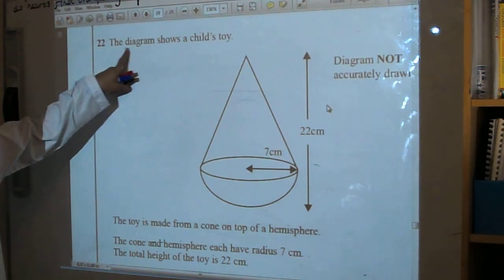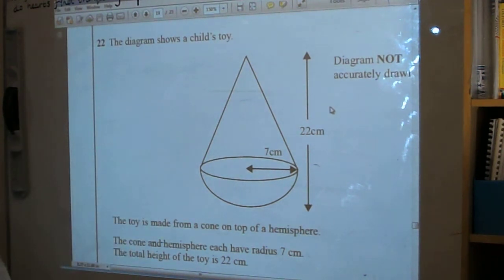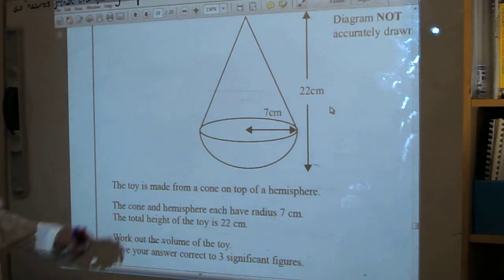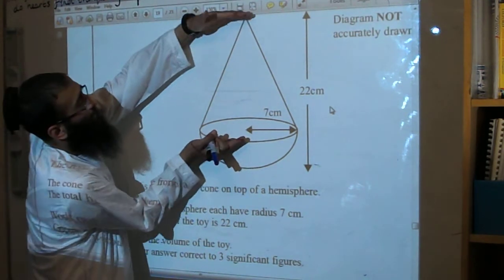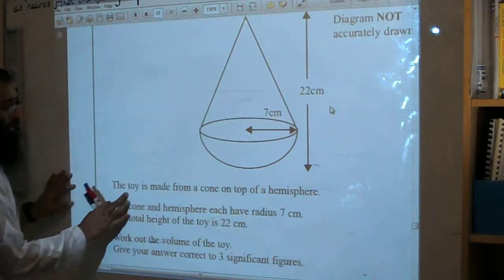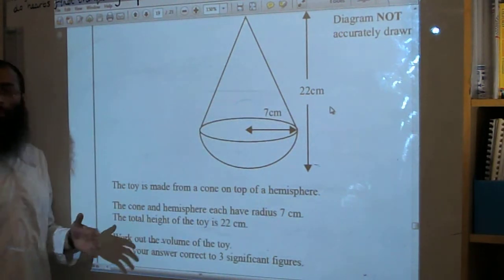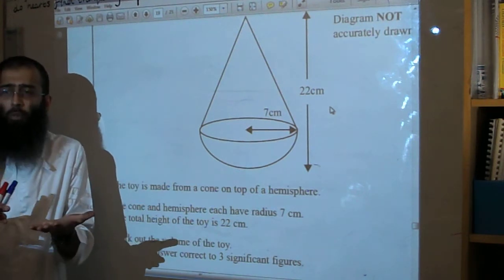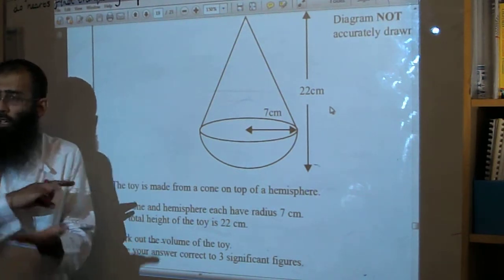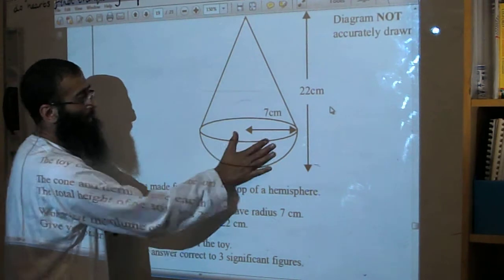Number 22, the diagram shows a child's toy. I'm just going to move it up a bit. The toy is made from a cone, which is over here, like an ice cream cone, on top of a hemisphere. A hemisphere is like having a ball that's been cut in half, something which is solid. That's the bottom part over here.